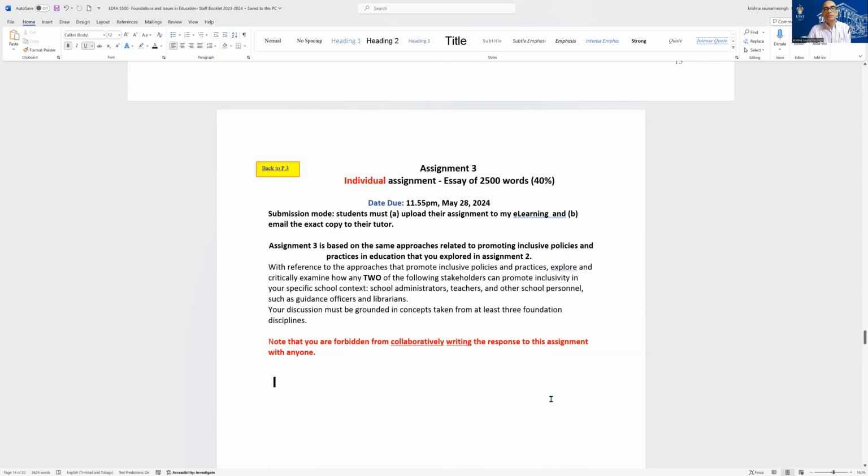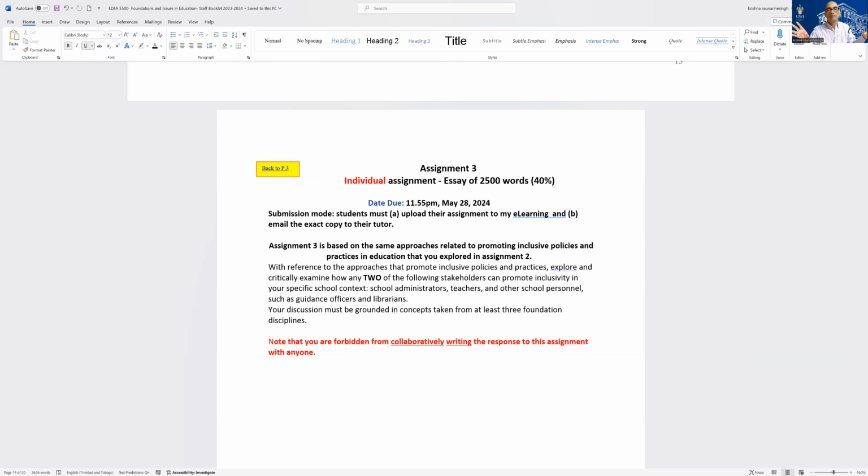You're choosing any 2 persons. So you could say, these are the 2 approaches. I have 2 approaches, A and B. And in my school, the nature of my school is like this and this and this. There's a context in my school. So what I'm going to do is I'm choosing school administrators and teachers.